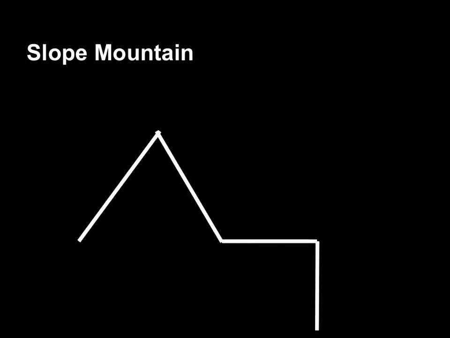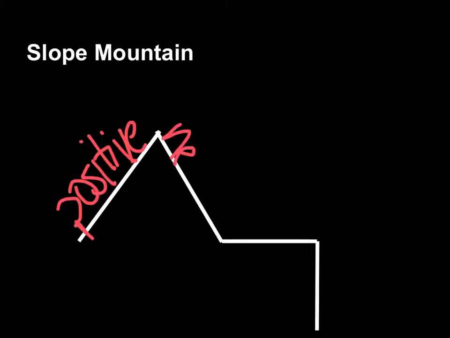Now, you read graphs from left to right, just like you read a book from left to right. So the first thing we're going to do is when we start on our mountain, going up the slope, this is a positive slope. So we're going to draw Slope Mountain, and then we're going to label this as a positive slope. Once you get to the top of the mountain and you get to ski down the mountain as you're going down from left to right, that's a negative slope.